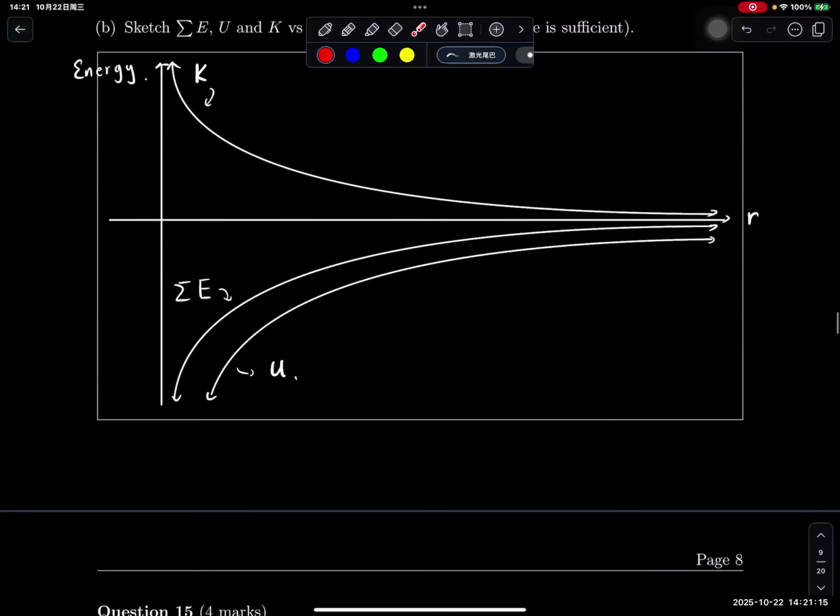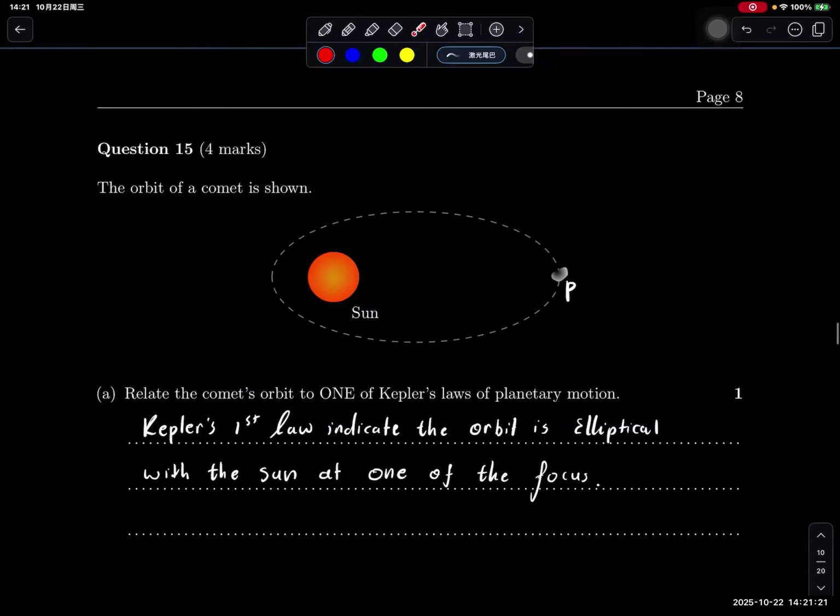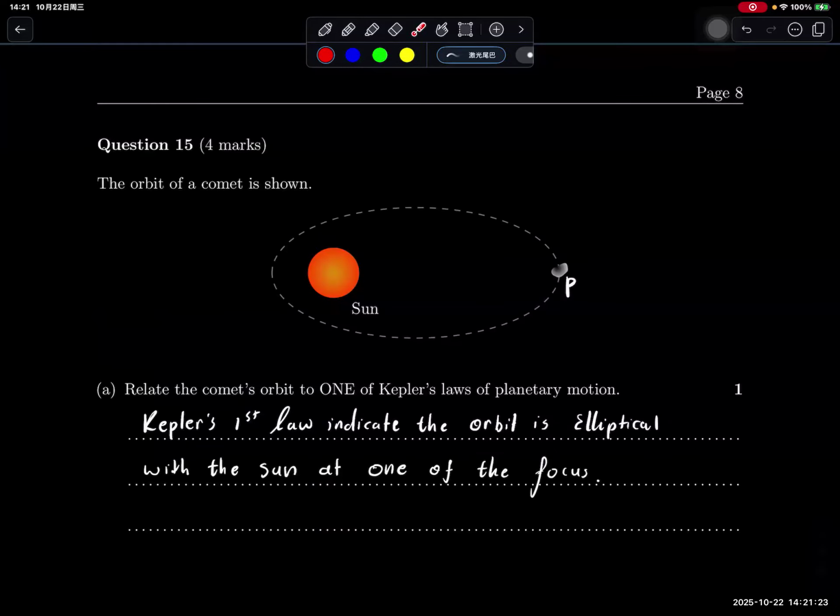Question 15, the orbit of a comet is as shown, it's like a highly elliptical orbit. Relate the comet's orbit to one of Kepler's laws of planetary motion. Okay, so basically the first law, right? It's very elliptical. That's what Kepler said.